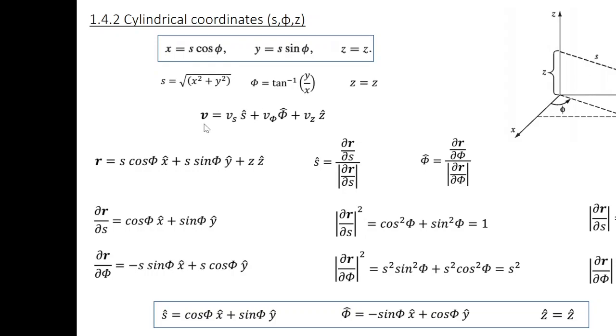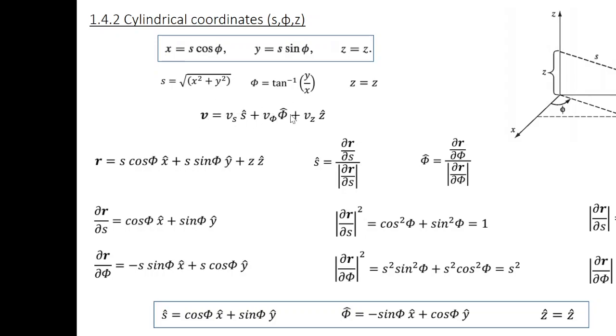So in general I write vector v equal to vs s cap plus v phi phi cap plus vz z cap. If you recall, in Cartesian coordinate system you write the same vector as vx x cap plus vy y cap plus vz z cap. Okay, so the third component remains the same for both, only the first 2 components are different.